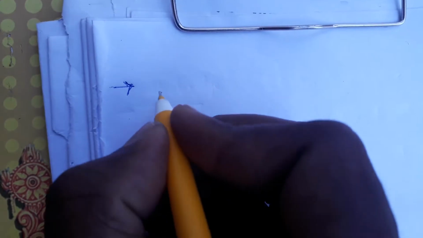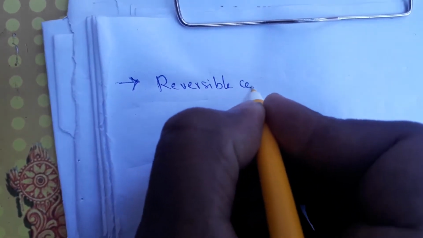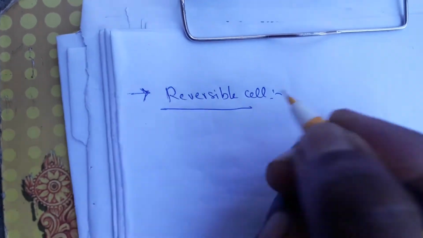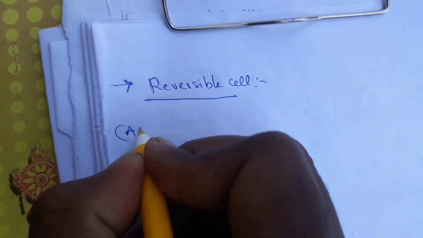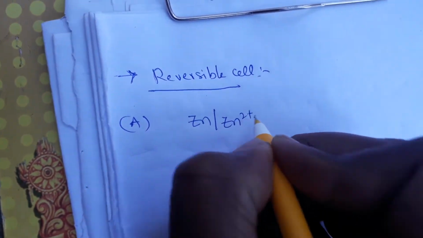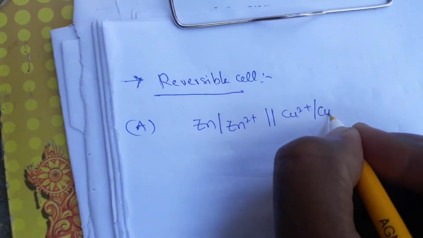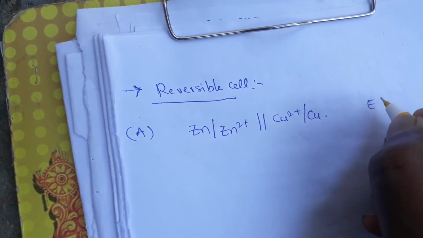Here we will see what reversible and irreversible cells are. First of all, the reversible cell. So what is a reversible cell? For example, if you take zinc 2 plus, salt bridge, and copper 2 plus and copper, here electricity is generated.